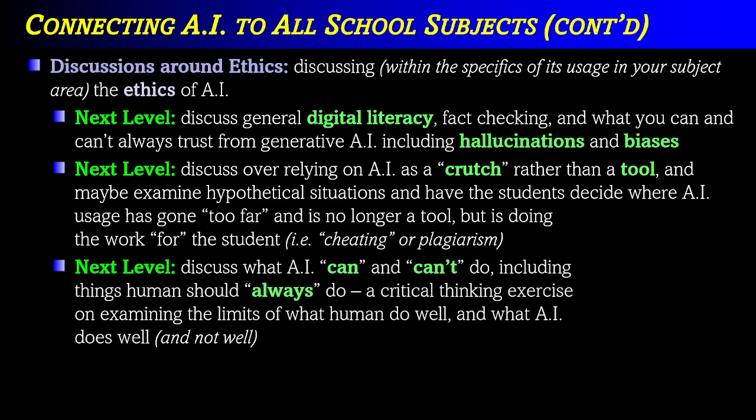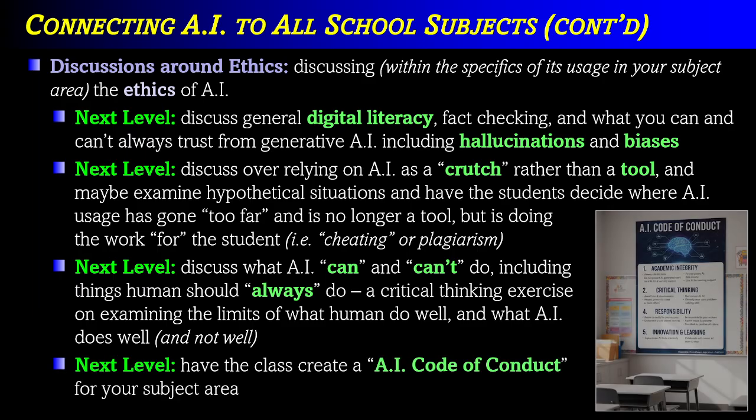You could discuss what AI can and can't do, including the things that humans should always do. You could make categories or charts and just have that type of discussion. Critical thinking exercises on examining the limits of what a human does well versus what AI does well, and what they both don't do as well. And on that next level, you could even have the class create an AI code of conduct for your subject area classroom.